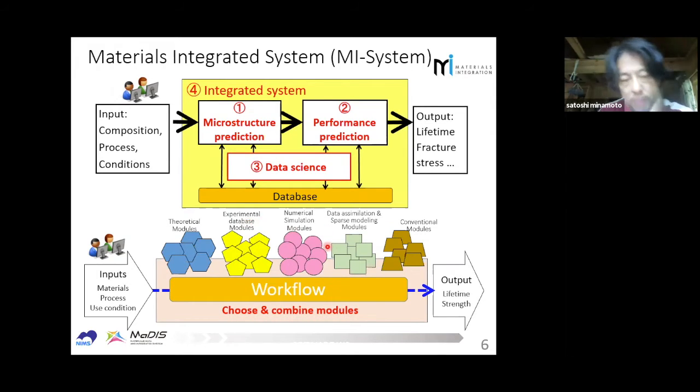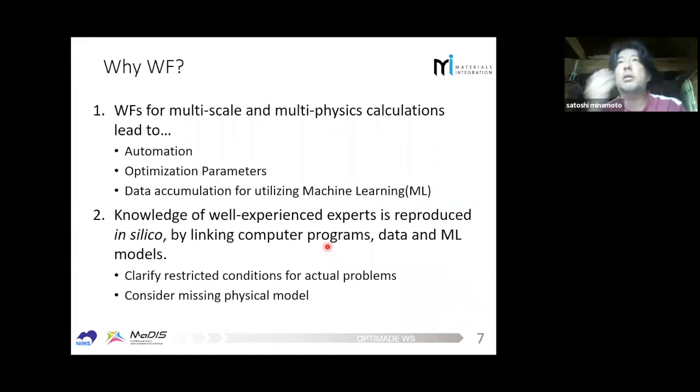So the workflow is very important. The main system, the web-based system, manages the workflow design, the workflow template, and the results of the calculation. So why do we need workflows? Workflows for multi-scale and multi-physics calculation lead, of course, to automation. And if automation is realized, of course we can make lots of calculations.